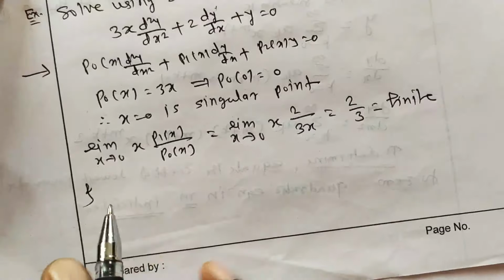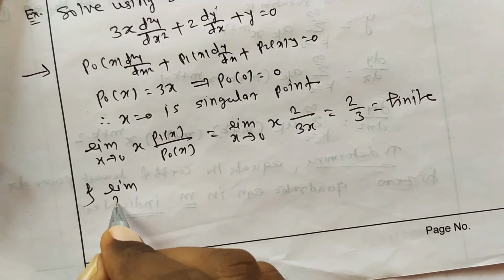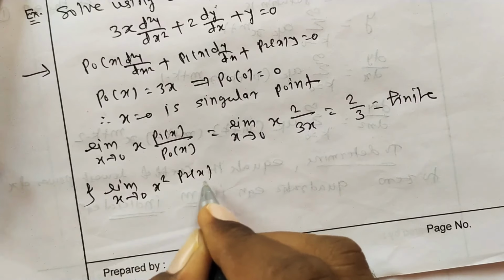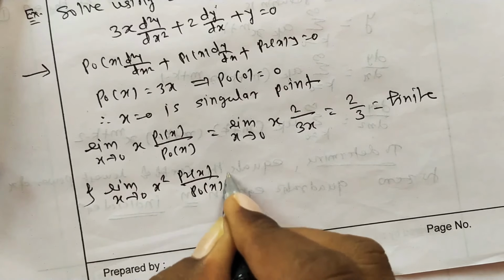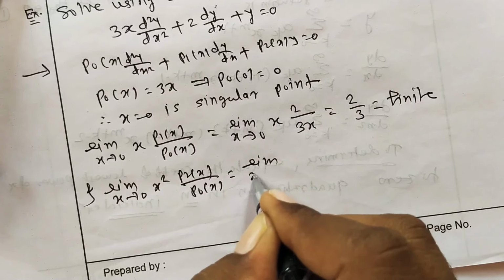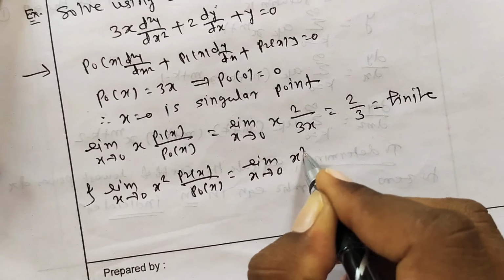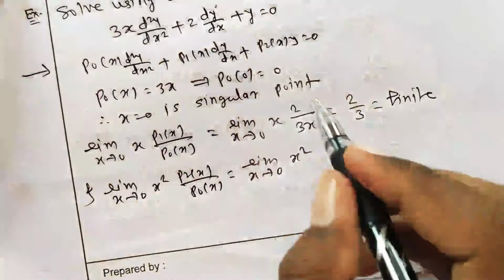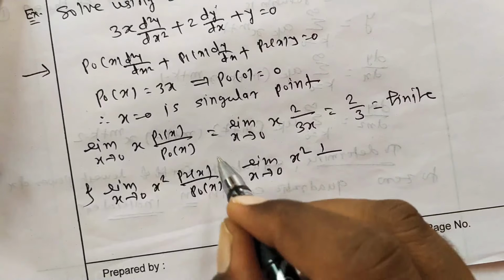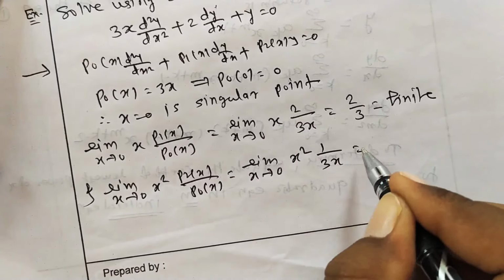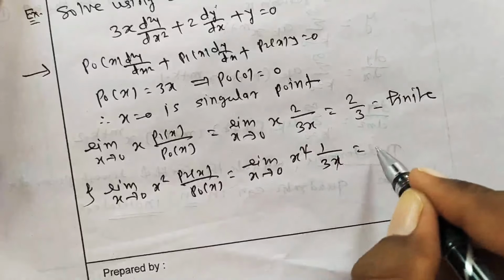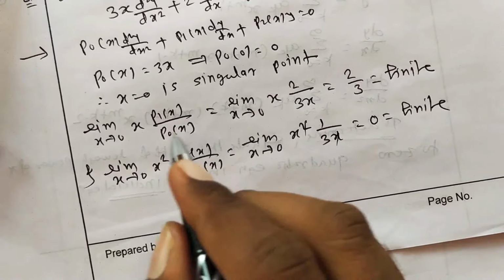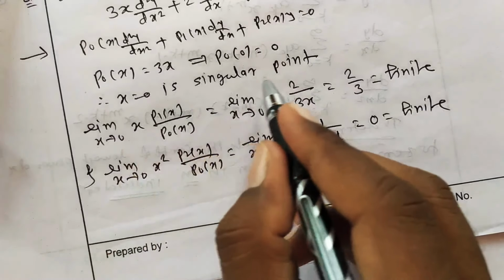And the second condition is we have to check again the limit as x tends to 0 of x²·p2(x)/p0(x). If this limit is finite again, then we can say that that point is a regular singular point. So limit x tends to 0 of x² p2(x), which is here 1, upon p0(x), which is 3x. So one x gets cancelled. If you put x = 0, the limit is 0 and this is also finite. Therefore we get both limits finite.